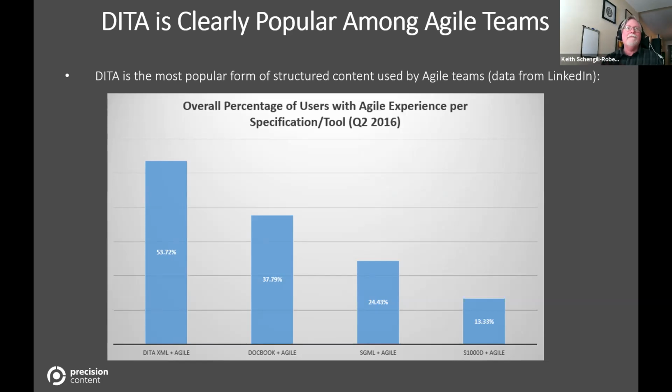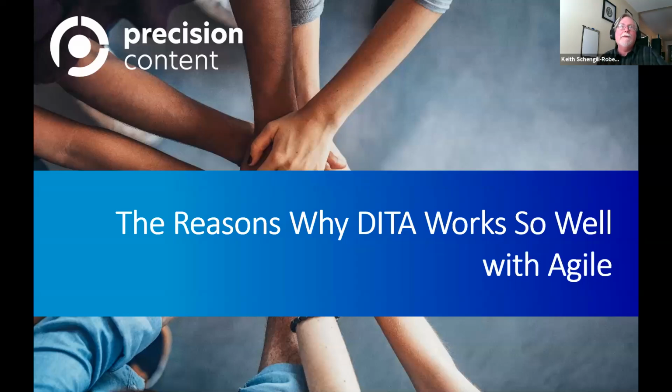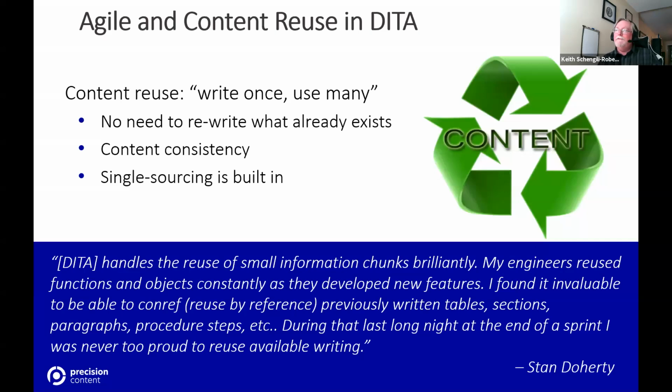and vice versa. Okay, so now let's have a look at some of the more nitty-gritty reasons why DITA works so well with Agile. So really, this is a key thing, Agile and content reuse in DITA. The content reuse idea of write once, use many has significant benefits, particularly not just to the writers, but also to the business process as a whole. There's no need to rewrite what already exists, even if something has been tossed away in one sprint. Hey, maybe it comes back in another sprint, and you can then reuse that later, or alter it to the new needs. The other great thing about this is that there's also more consistent content, and single sourcing is pretty much built in.